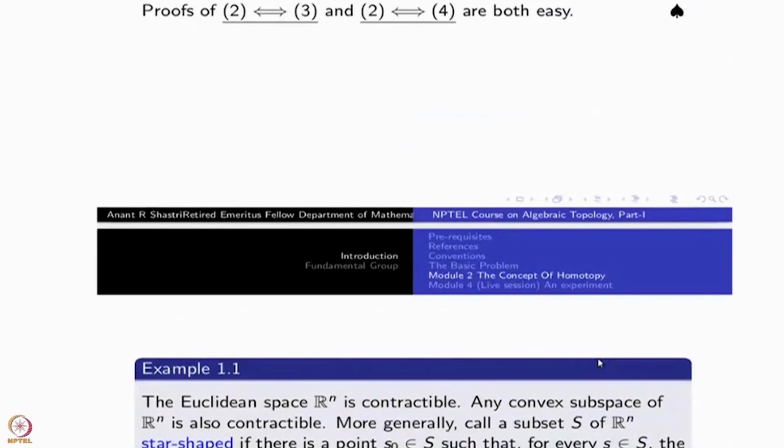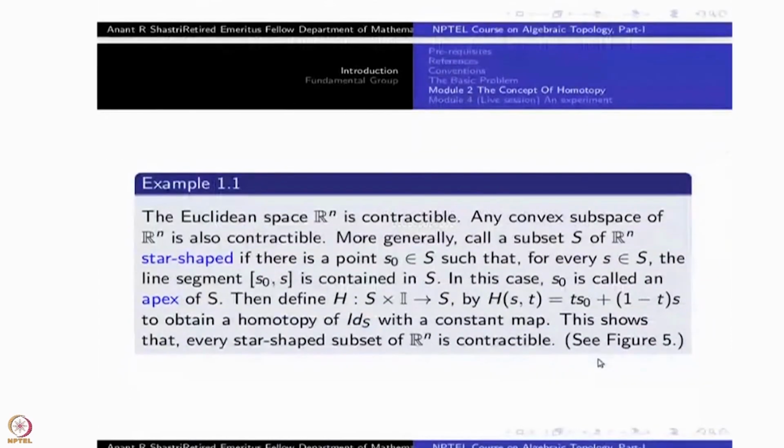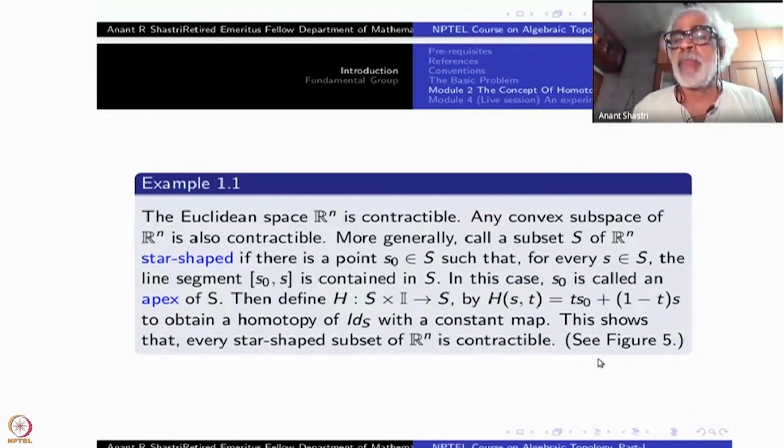Let us have some examples now. Euclidean space R, R squared, R cubed, they are all contractible. In fact, they are all vector spaces. So, what happens? You can join lines. Joining any 2 points by straight lines is the way to get homotopies.